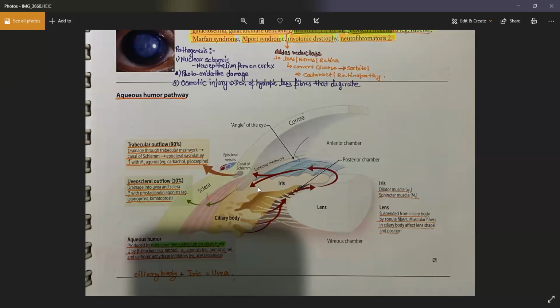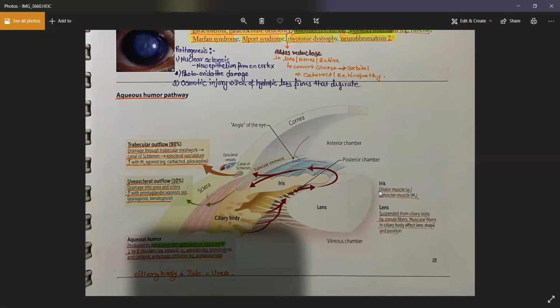Now let's come to the iris. The iris is kind of a muscle. You have two receptors on this iris. One is the alpha 1 receptors, and second are the muscarinic receptors. The alpha 1 receptors supply the dilator pupillae muscle, and the muscarinic receptors supply the sphincter pupillae muscles.